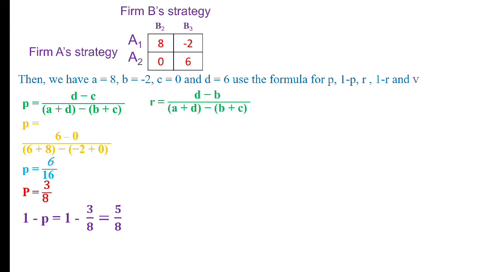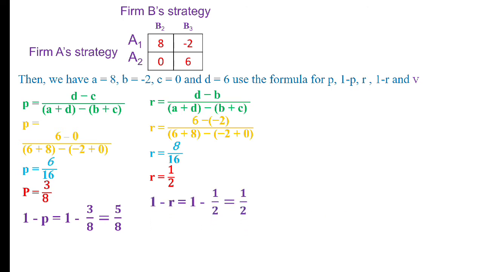Then the strategies for player B we can find out. 6 minus of -2, over 6 plus 8 minus of -2 plus 0: 6 plus 2 is 8, over 16, so we'll get 1 by 2. 1 minus R, again we'll get 1 by 2. This is the strategies for player B.